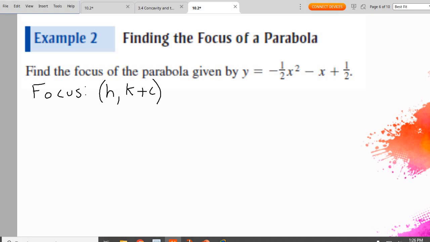Alright. Now, what are the three things we need to know to be able to find our focus? What are the three things that are in that formula? h, k, and c. Yes? Now, notice that in our formula where it says standard form, h, k, and c are pretty easily determinable. But what's the problem between the standard form that's on our formula sheet and the equation that they give us? Do they look the same? No.